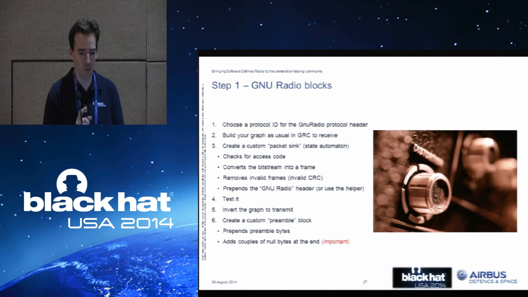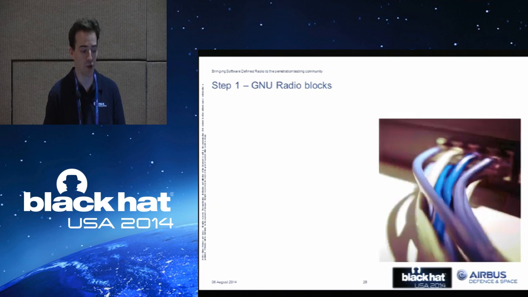It will prepend preamble bytes that are not part of the packet, and it will also add a couple of null bytes at the end of the packet. You may wonder why this is necessary. In our tests, we found that GNU Radio just shuts down the local oscillator of your SDR too early, so the last bytes are always corrupted. By adding extra null bytes at the end, we leverage that to be able to get the last byte correct. You test it again and you're done.